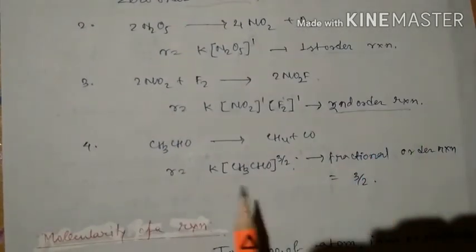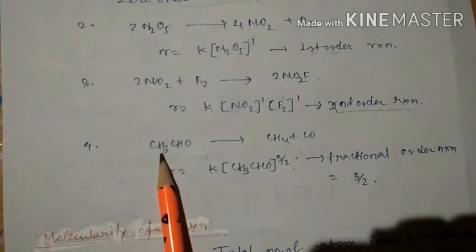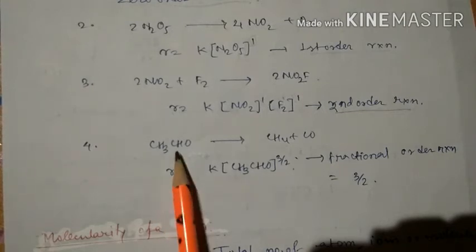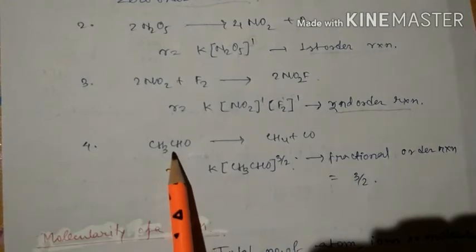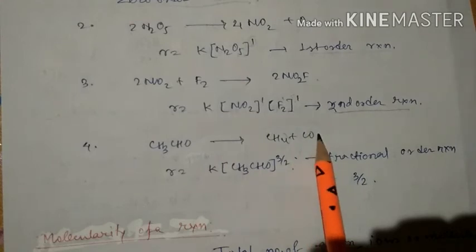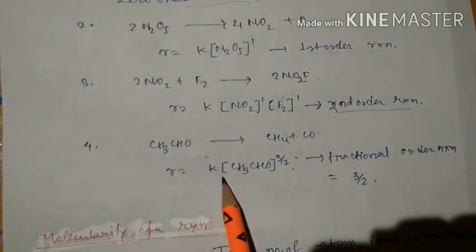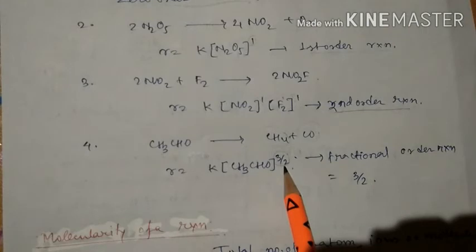Last case. Suppose methanoate dissociates to form methane and carbon monoxide. The reaction rate is given by K times concentration of methanoate to the power 3/2. Remember, this 3/2 is a fraction and is experimentally determined. That's why the order of this reaction is 3/2.